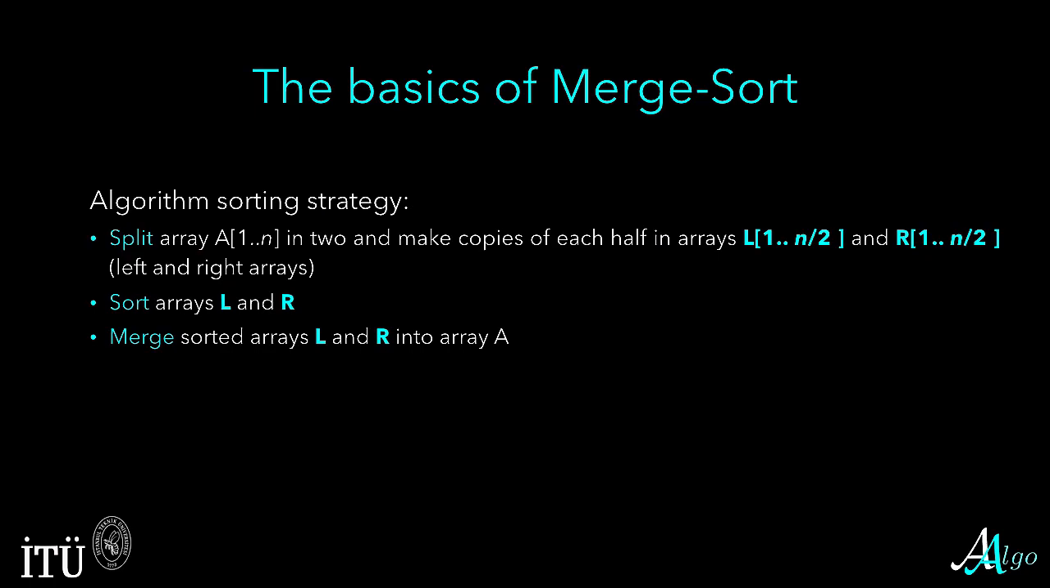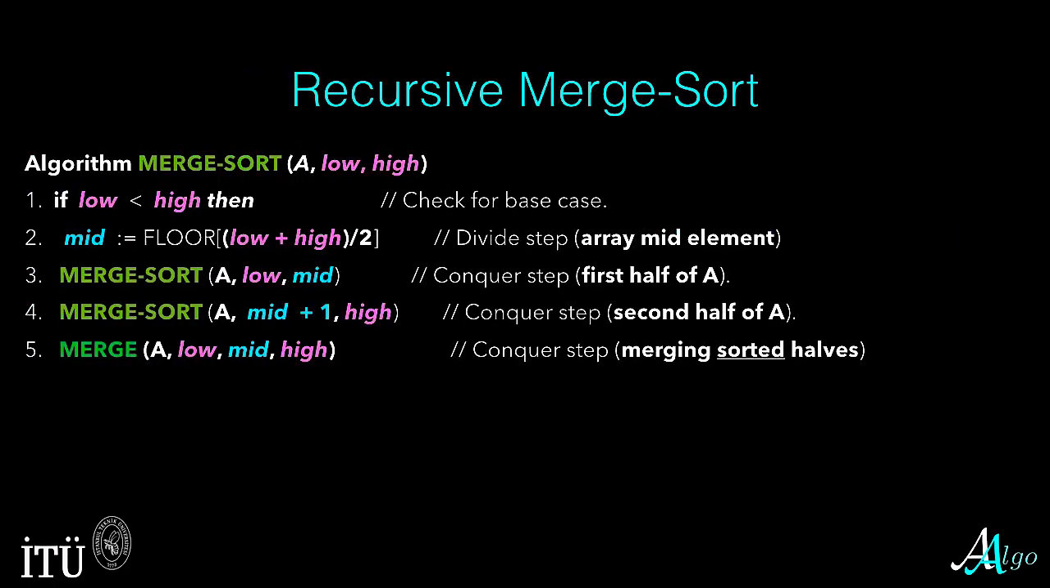Okay, so sorting strategy, how does it work? First we split the array into half arrays. The array has a length of n, divided by 2, left part and right part. Then we sort the left part and the right part, and after sorting, we do the merging. So this is basically the algorithm. Now, why is it called recursive?